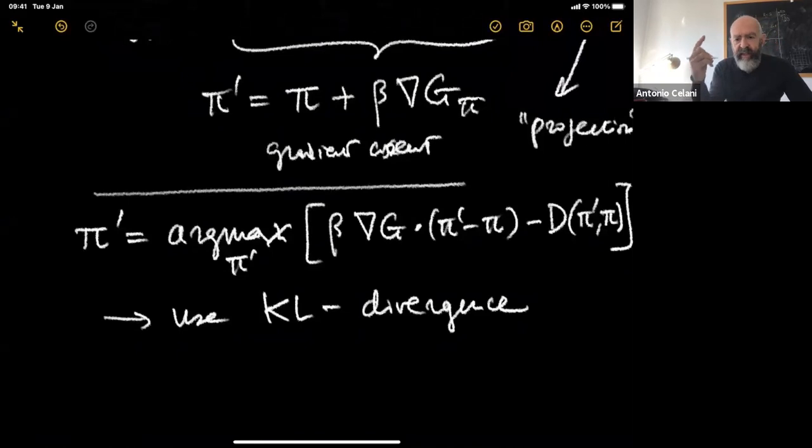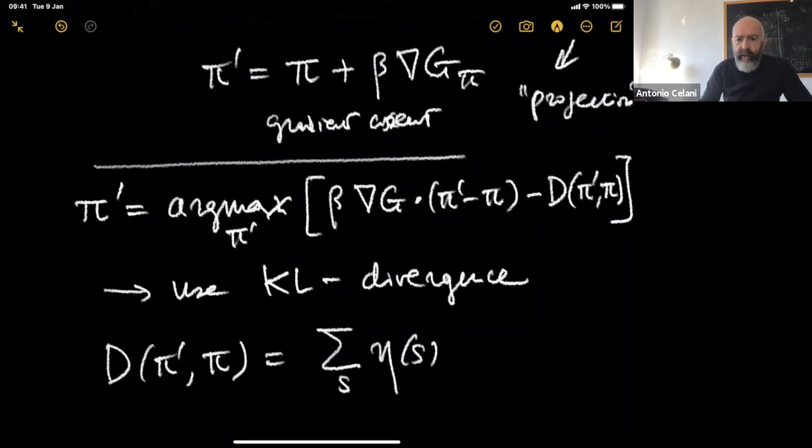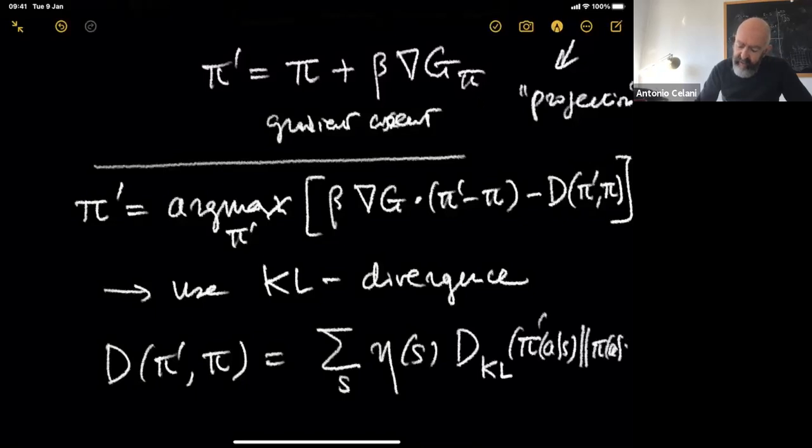We don't have a single policy, a single probability distribution. We have a collection of probability distributions, one for every state. So we have to combine all these policies to make a global distance between two policies rather than between two probability distributions. The way I'm going to define this distance between two policies is as the sum over all states, weighted with my occupation distribution, the same eta that we used before for the gradient, of the Kullback-Leibler divergence between the policy pi prime in S and the policy pi in S. It's a linear combination of Kullback-Leibler divergences, but since these etas are positive, it behaves pretty much like an ordinary Kullback-Leibler divergence.